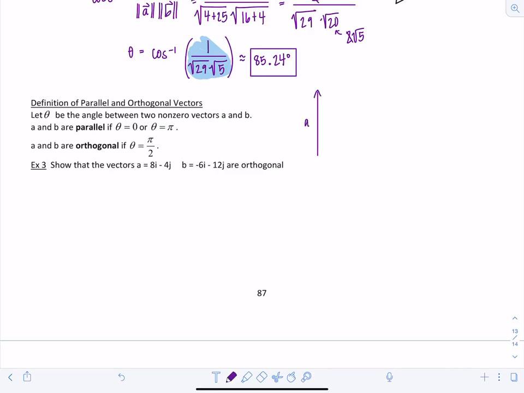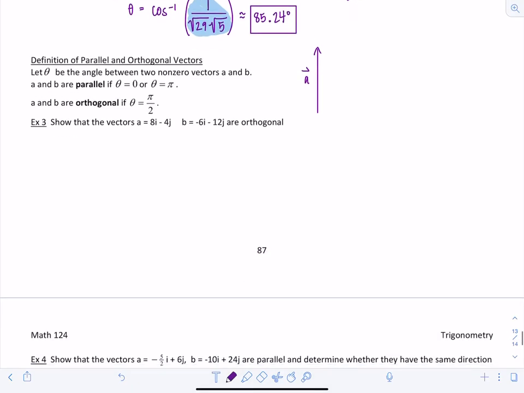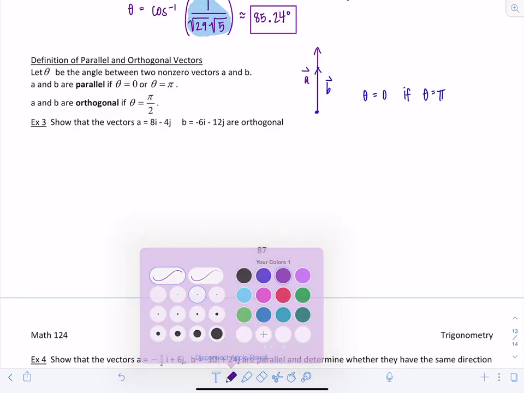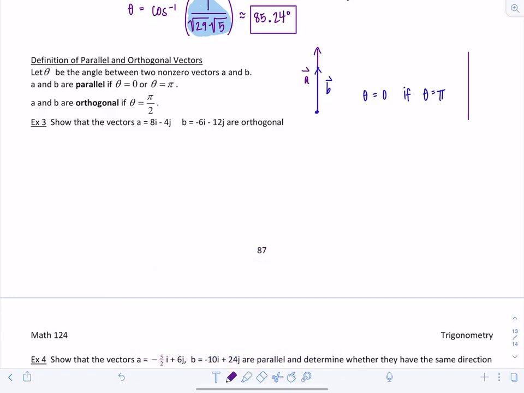So here's vector A. And say the angle between vector A and vector B, the angle between them would be 0 degrees, right? Or 0 radians. And you could see, I could even put B right on top of A. They're parallel. Now, if theta is pi, all that means is that they're moving in opposite directions, right? Because the angle between them is 180.